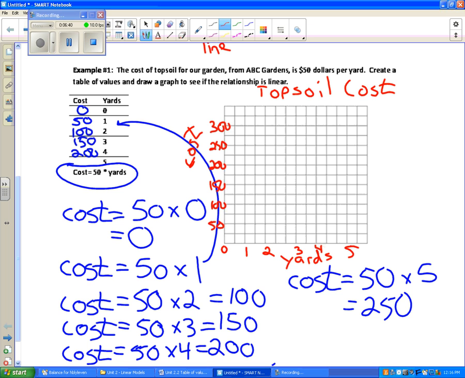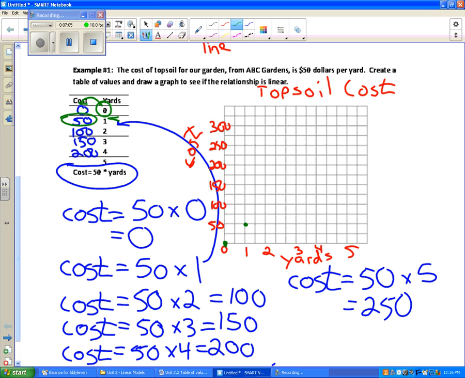I'm going to graph these pieces now. When we have 0 yards, so up here I've got 0 yards, we have $0 that we have to spend. So I'm going to put this right here. When I have 1 yard, I've got to spend $50. So I'm going to go to my graph, find the 1, go up to where it says 50, and I'm going to plot that point.